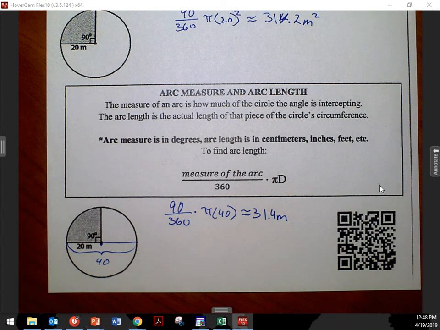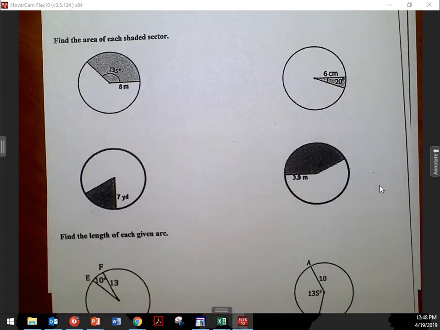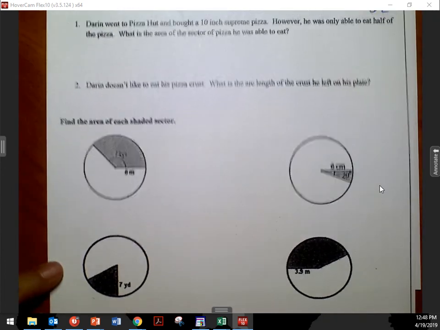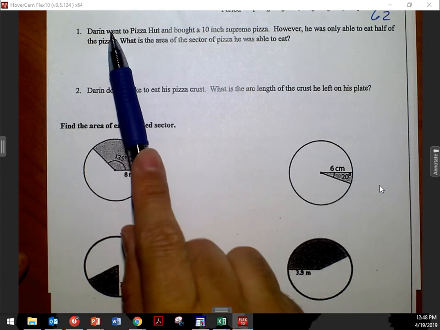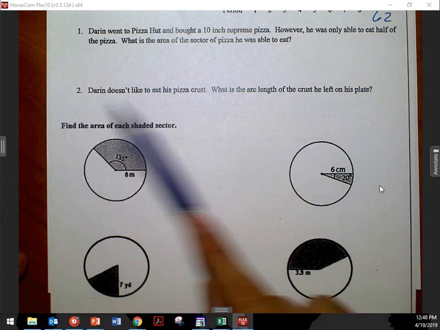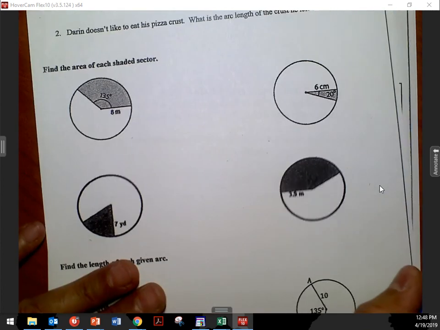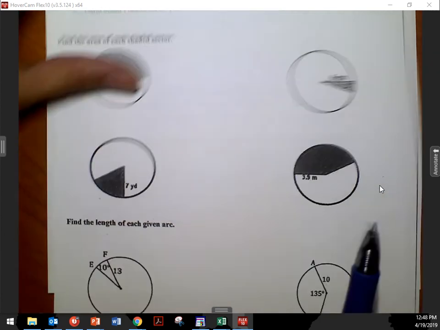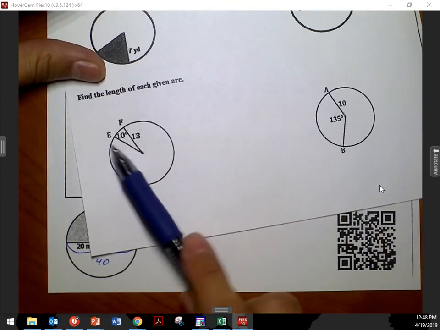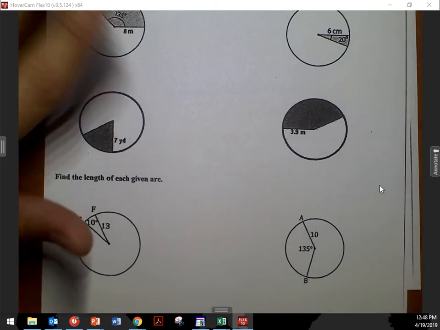All right, these are your problems for practice. Right here, here's a pizza, area of a sector. You don't eat the crust. Figure out the crust. Measure the crust. Now find the area of these. Find the arc length here. Straightforward.